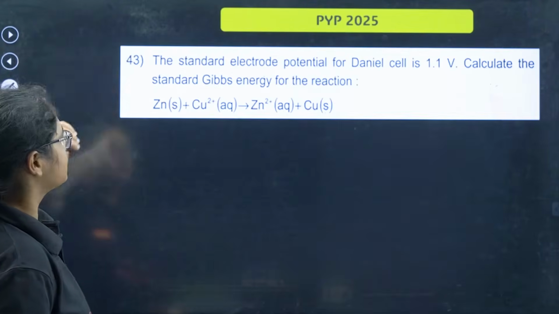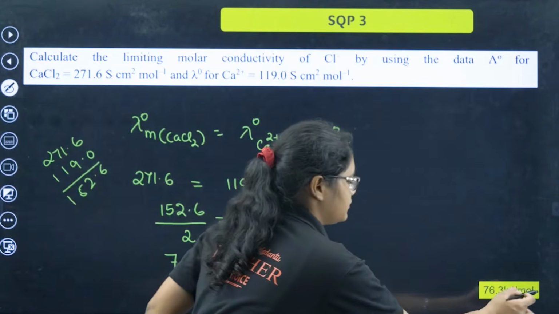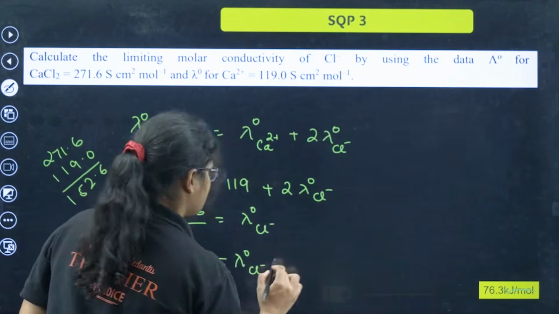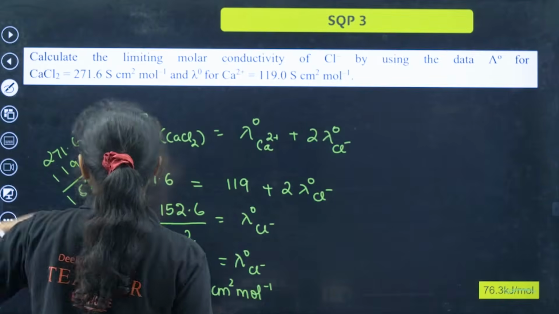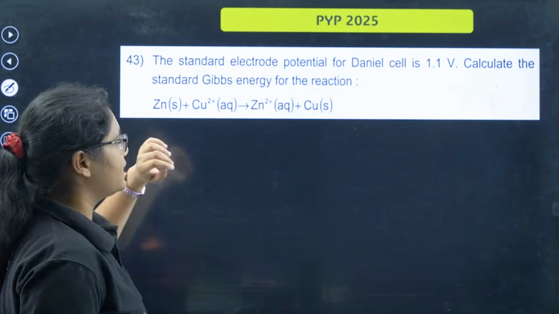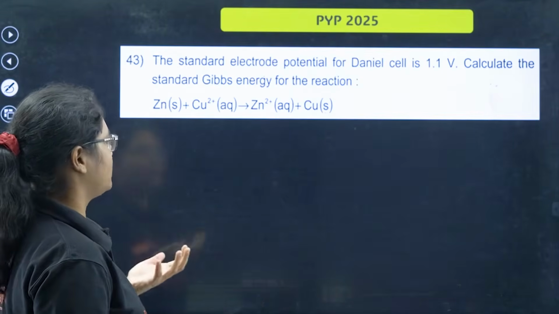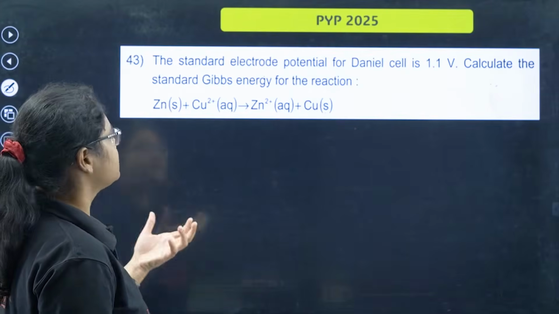Yes. Next, here this unit is wrong. Don't check this unit. The molar conductivity unit is S centimeter square mole inverse. Okay. Next question, we have the standard electrode potential of Daniell cell is 1.1 volt. Calculate the Gibbs free energy.